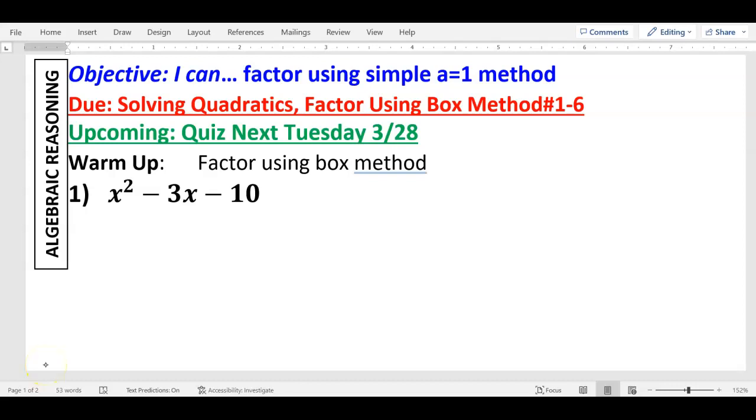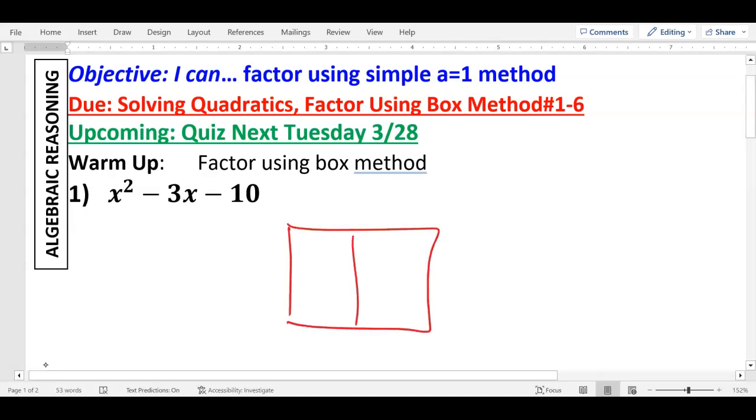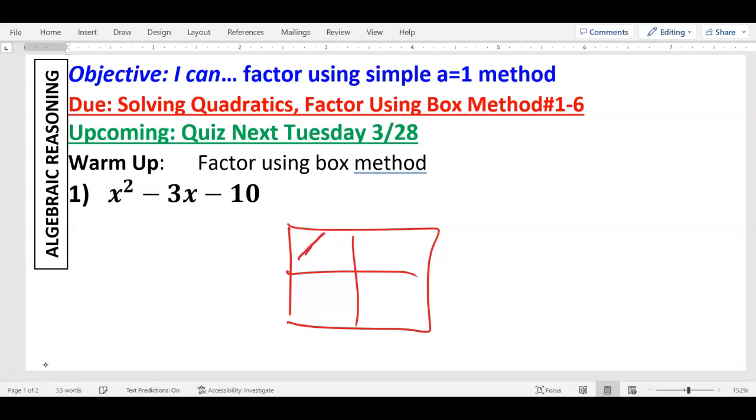So we're going to solve this the way we've been doing the last couple days with a box method. Okay, y'all remember the box method? What goes in the top left box? Top left box. What do I put there? X squared. What about the bottom left box? Bottom right box? Negative 10. Does everyone know that those are the easiest ones, right?